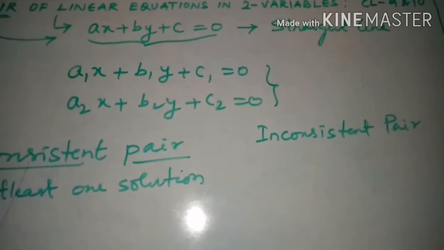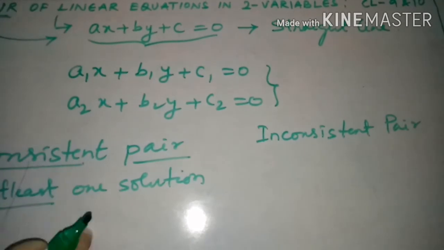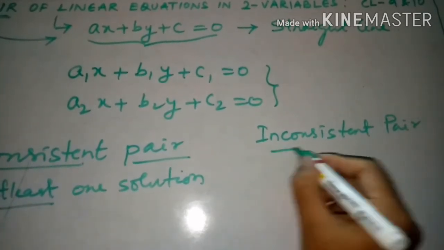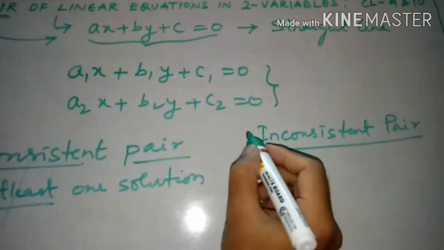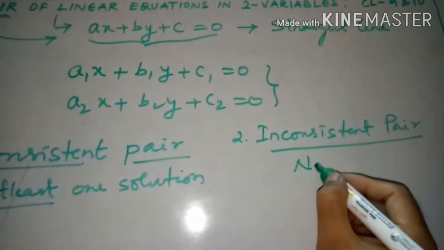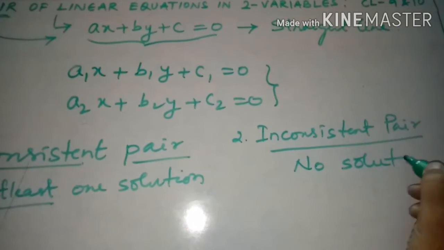If there is at least one solution, what is the meaning of at least? Minimum one solution. It can be more than one solution also, infinite solutions also. If there is at least one solution, we call it a consistent pair. Okay, then inconsistent pair means what is the meaning? If there is no solution at all, there is no solution.